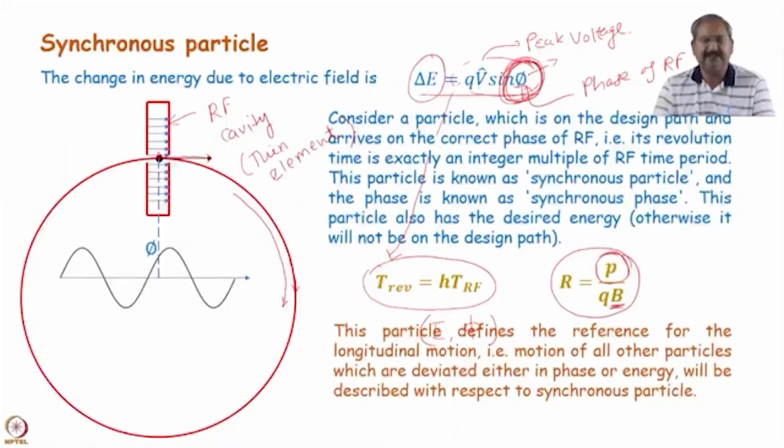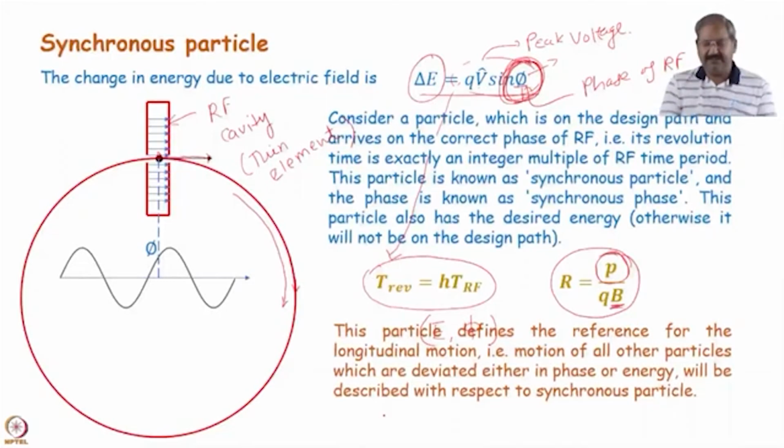It means any particle which is deviated either in phase or in energy, we will study the motion of that particle with respect to this synchronous one. As we did in transverse dynamics, we studied the motion with respect to the design trajectory. An ideal particle following exactly the design orbit, we talked about the displacement and angle with respect to that trajectory in the transverse dynamics. In longitudinal dynamics, we will talk about how much energy is deviated from the synchronous one and how much phase is deviated from the synchronous phase. So E and phi make the coordinate plane for studying the longitudinal dynamics.